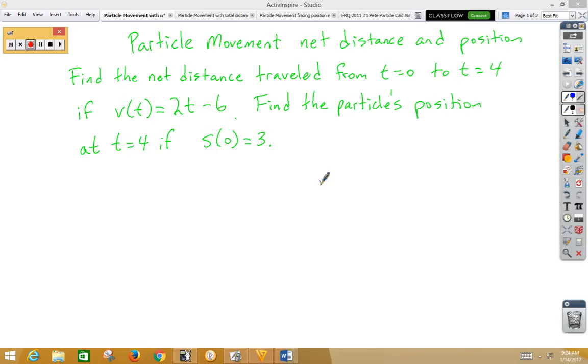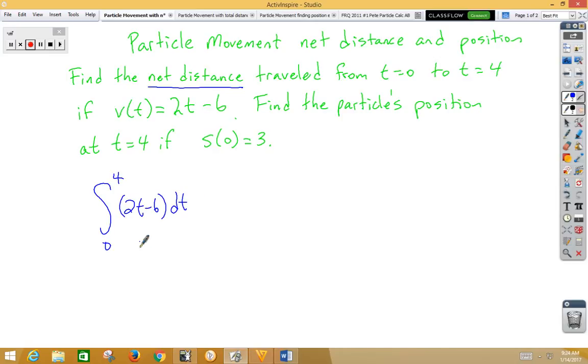So first of all, let's deal with net distance. Net distance is simply integrating over the time interval, in this case 0 to 4, of velocity dt. Don't forget to put your dt. If you integrate, we would get t squared minus 6t from 0 to 4. Plugging in, we would get 16 minus 24 minus 0, which would give us negative 6.